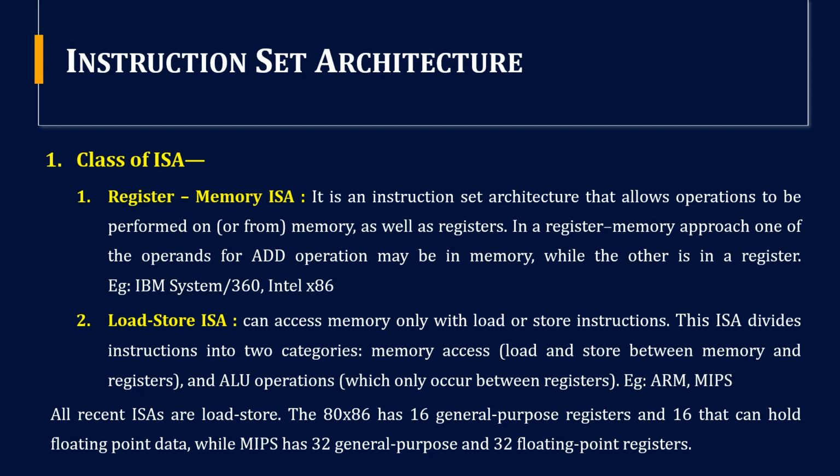All the recent ISAs are load store. Intel's x86 has 16 general purpose registers and 16 floating point registers, whereas MIPS, which belongs to the load store ISA, has 32 general purpose and 32 floating point registers.